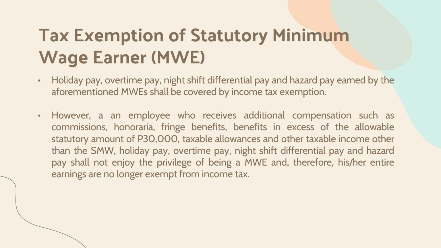However, an employee who receives additional compensation such as commissions, honoraria, fringe benefits, benefits in excess of the allowable statutory amount of 30,000, taxable allowances and other taxable income other than statutory minimum wage, holiday pay, overtime pay, night shift differential pay, and hazard pay shall not enjoy the privilege of being a MWE, and therefore his or her entire earnings are no longer exempt from income tax.